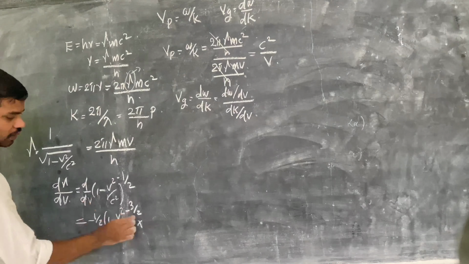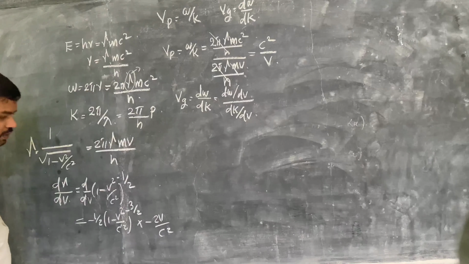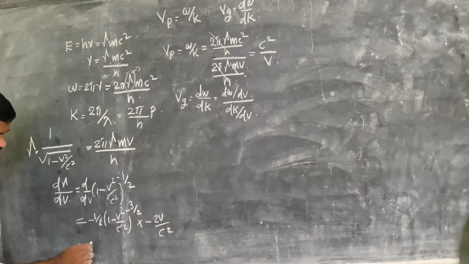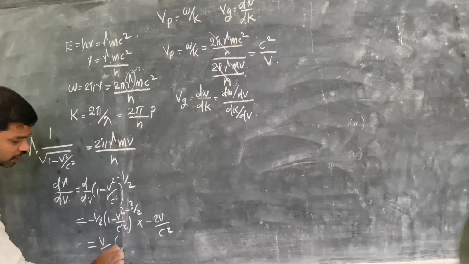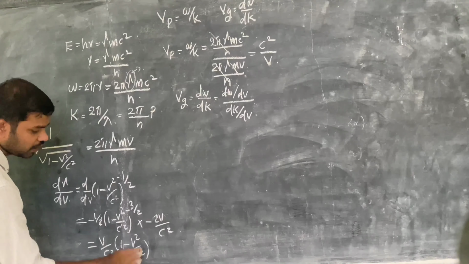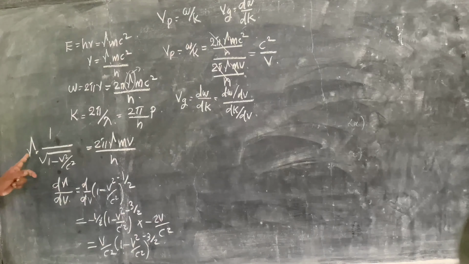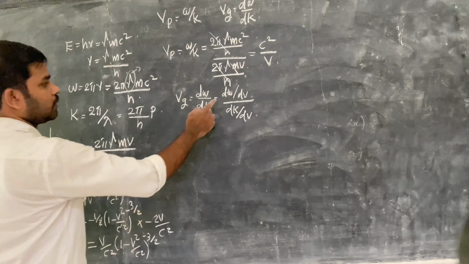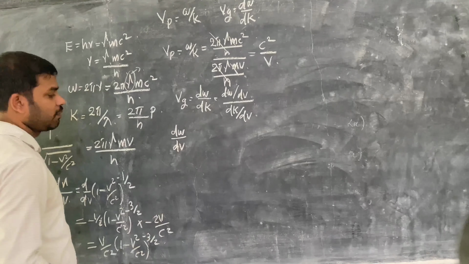So this is 0. So the remaining is minus 2v divided by c square. So 2 gets cancelled and minus minus also gets cancelled. So the remaining is v by c square into (1 minus v square divided by c square) whole raised to minus 3 by 2. So if you are differentiating this term with respect to v, you will get this one.